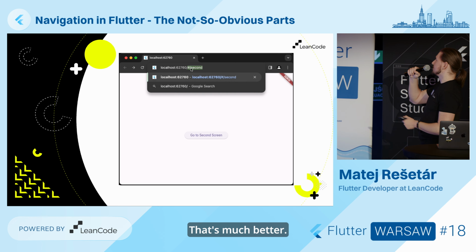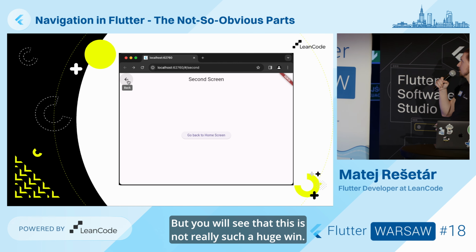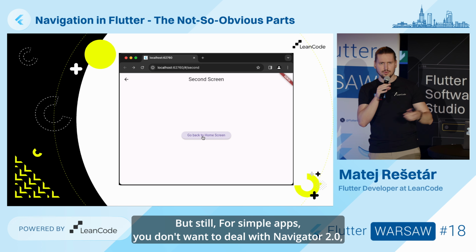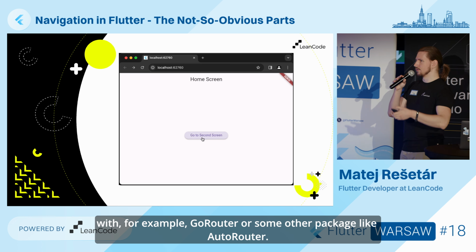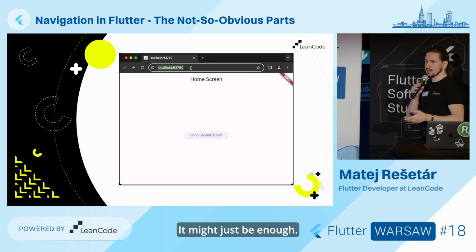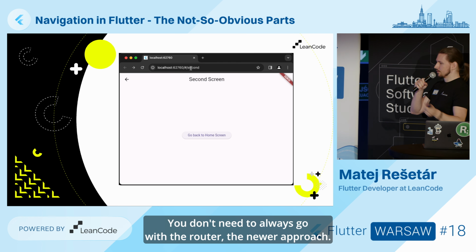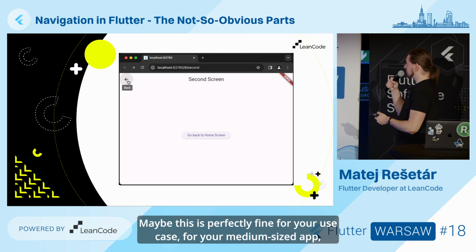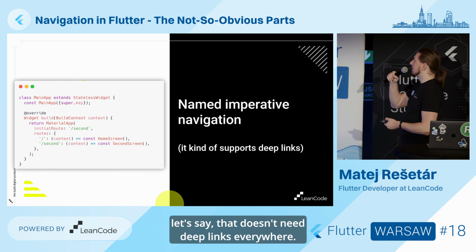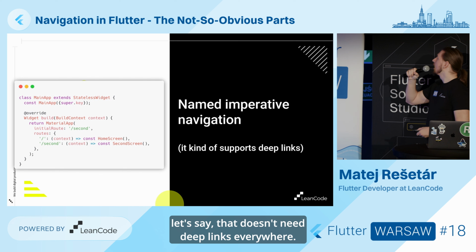So that's much better, but you will see that this is not really such a huge win. Still, for simple apps, you don't want to deal with Navigator 2.0, with, for example, GoRouter or some other package like AutoRoute. It might just be enough. You don't need to always go with the router, the newer approach. So maybe this is perfectly fine for your use case, for your medium-sized app, let's say, that doesn't need deep links everywhere.